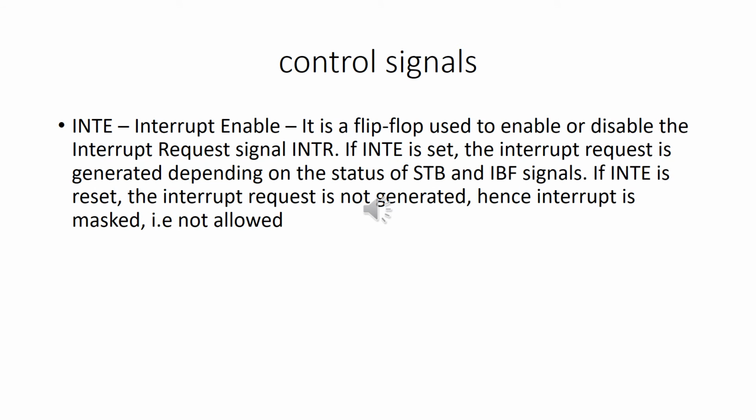Next control signal is INTE, that is interrupt enable. It's a flip-flop used to enable or disable the interrupt request signal INTR. If INTE is set, the interrupt request is generated depending on the status of STB and IBF signals. If it is reset, then the interrupt request is not generated. That is, the interrupt is masked or not allowed.